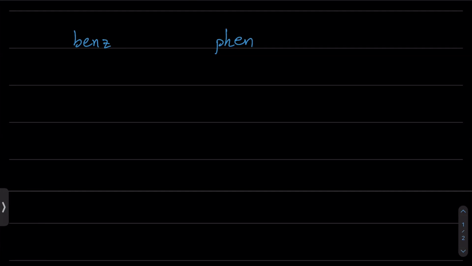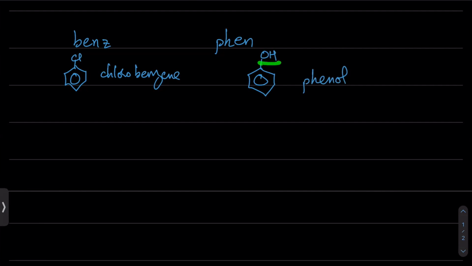For example, if I have this thing and this chlorine here, this is called chlorobenzene. But if I have this same thing with OH here, this is called phenol. OH, so ol, and fen for showing the ring there. Similarly, if I have this benzene attached to nitro, this is a nitro group, so we call it nitrobenzene.